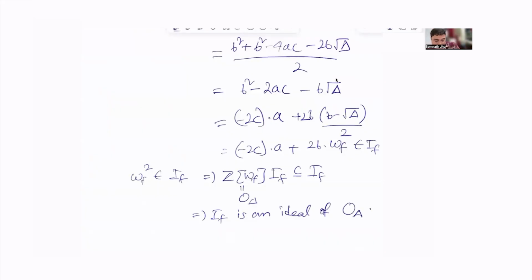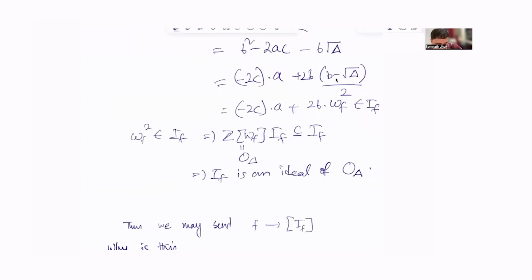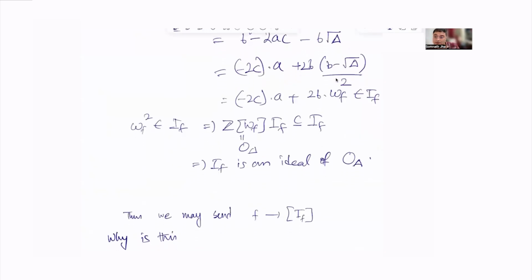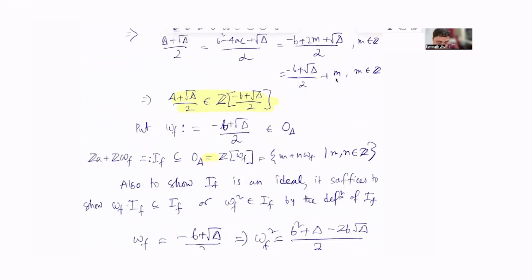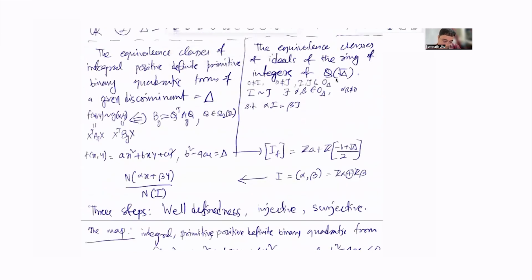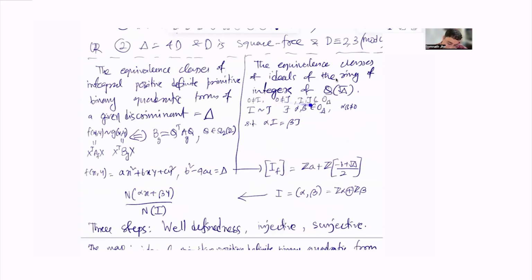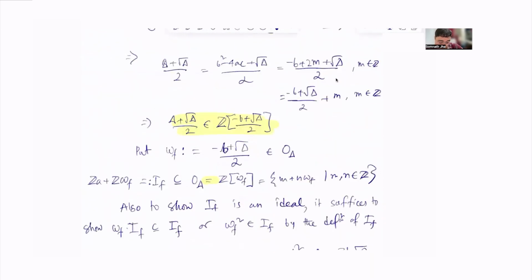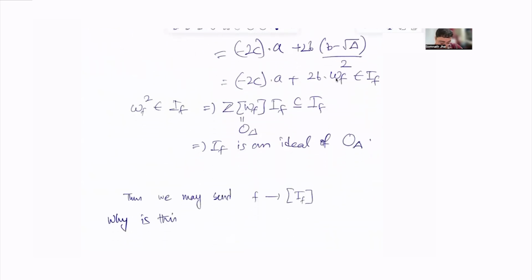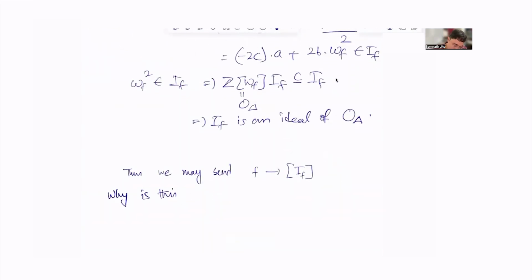Okay, so given the form, we send it to an ideal, and we send the binary quadratic form f to the equivalence class of I_f, right? Under this equivalence relation, I is equivalent to J if there are α, β not equal to 0 so that α times I equals β times J. So why is this map well defined? That is the question we need to answer.